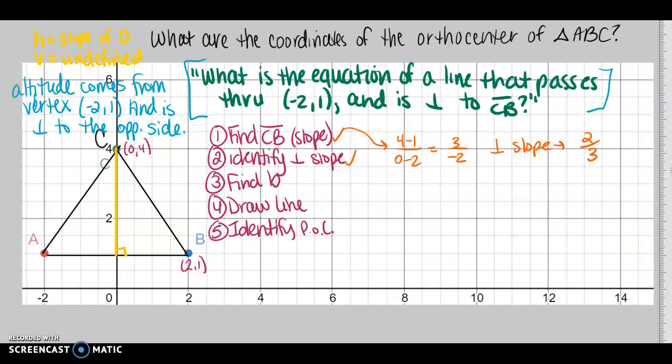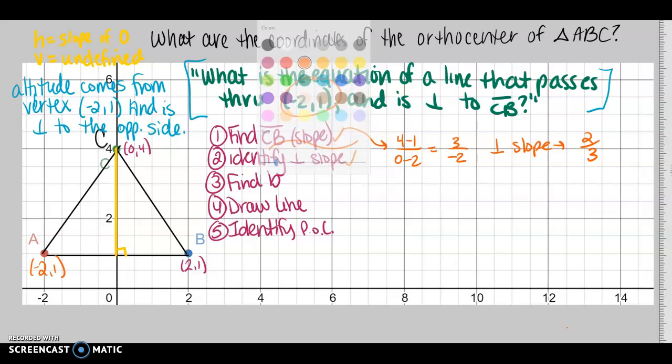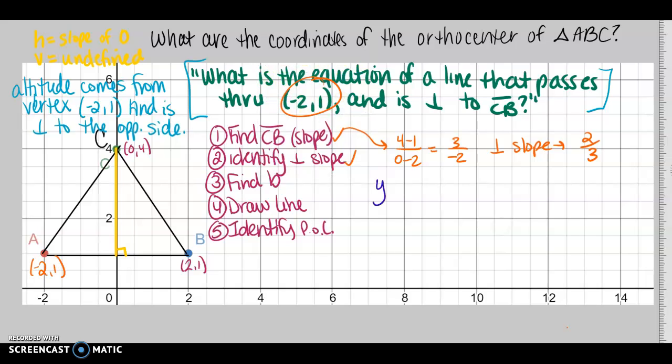Okay, let's find b. We are going to use the information that we have about A, which is negative 2, 1, and we're going to find b, because we know that the equation has to be y equals mx plus b. So we want to know, where does this line cross the y-axis? Because that's going to be the point of concurrency as well. We can just stop there, but I'll draw the line just so you see that it is perpendicular to that other side.